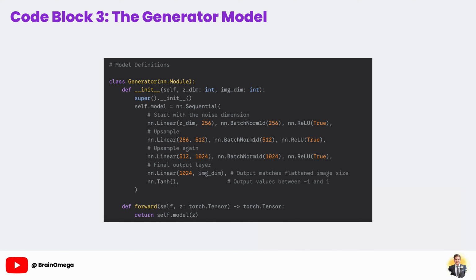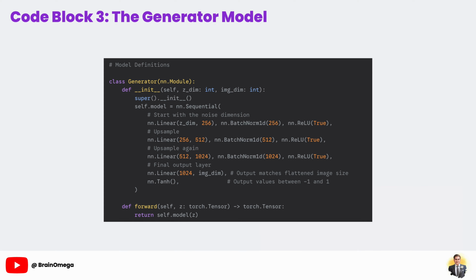Its mission is to take a simple 100-dimensional random noise vector and transform it into a complex 784-dimensional vector that represents a 28 by 28 pixel image. So, how does it do that? We're using a NN sequential model, which is like an assembly line for data. The noise vector Z goes in one end and the image comes out the other.